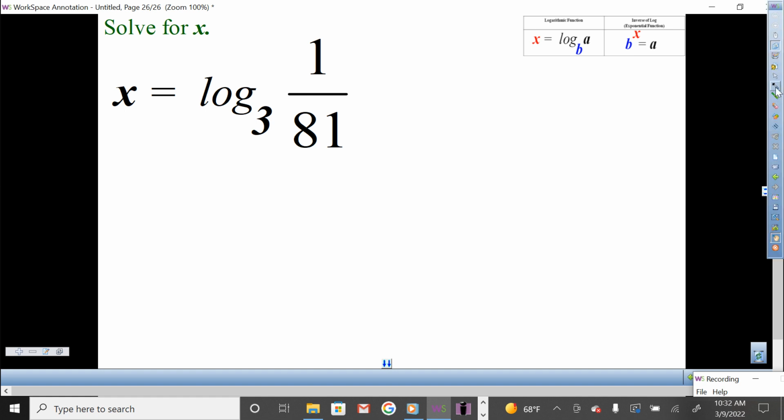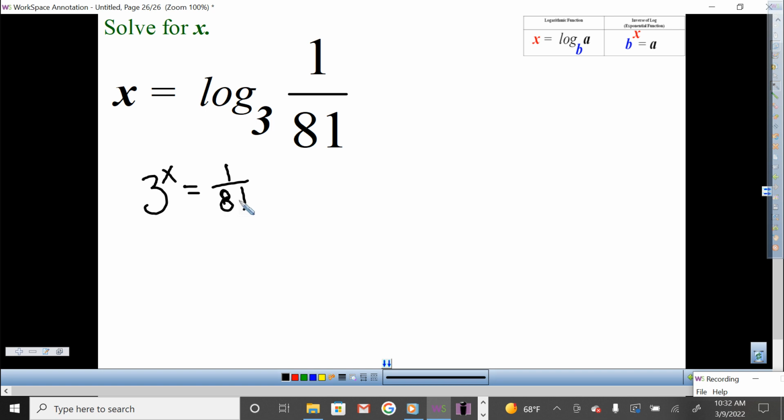Exponential form. Xavier, go. 3 to the x equals 1 over 81. Hands if you got it right there. Yes. Step 2, they need to be the same base.